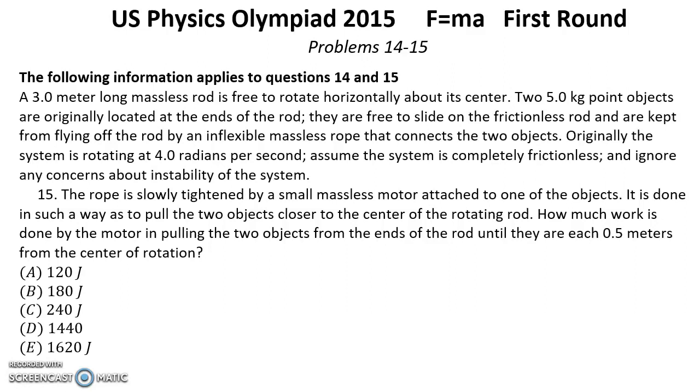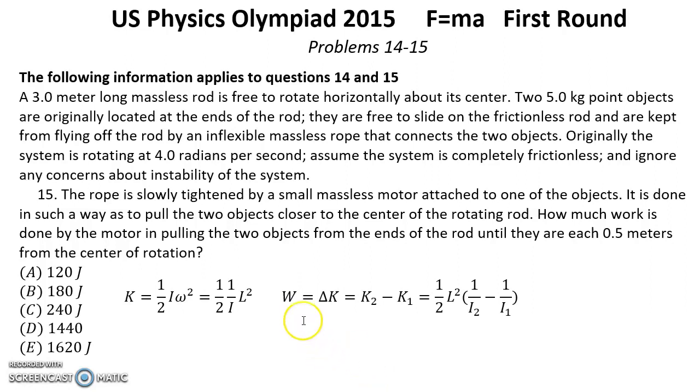Solution. Here we can represent kinetic energy using the formula K equals 1/2 I omega squared, or this way, 1/2 times 1 over I multiplied by L squared, where L is angular momentum, which in our case is conserved. So now we can calculate the work done by the motor. That's equal to the kinetic energy difference between the final and the initial position, which is this one.